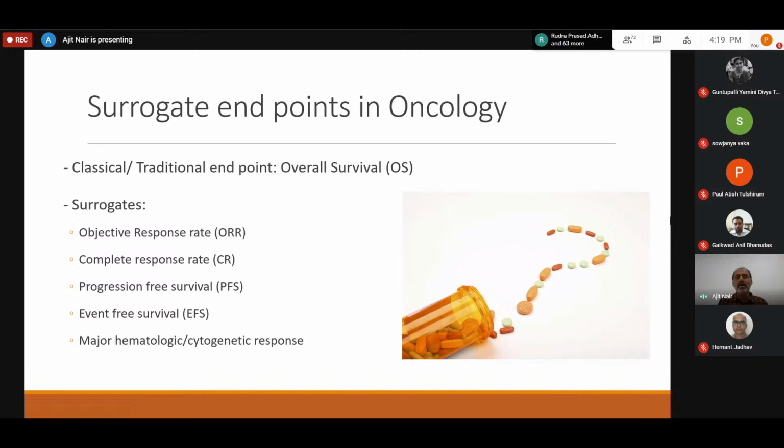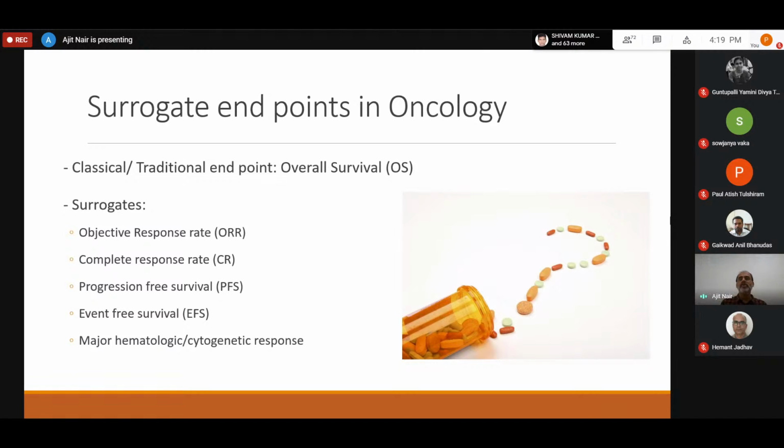Now, in oncology, it again gives you a waiver. It looks at endpoints which are not classical endpoints, but surrogate endpoints, right? The classical endpoint in an oncology study is how long the patient is living. Death can be an endpoint, which is overall survival. How long does the patient live after taking an oncology investigational product? That's an overall survival timeline.